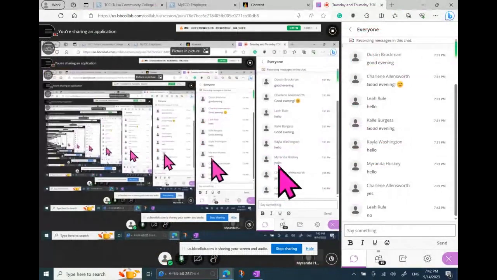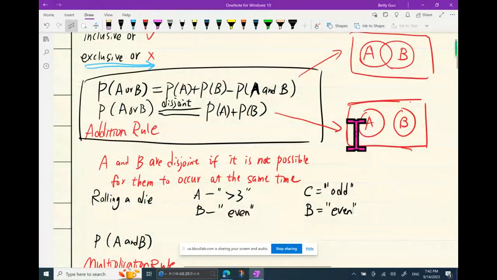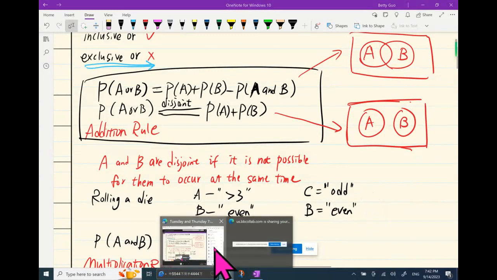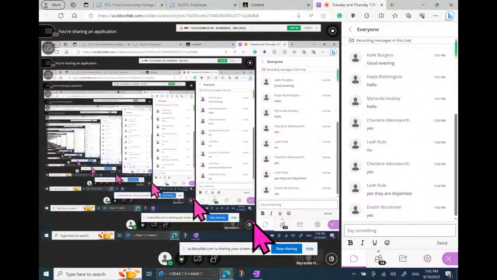No, you are right. They are not disjoint, because it is possible for them to happen at the same time. Bigger than 3 starts from 4: 4 is fine, 5 is fine, 6 is fine. And even numbers are 2, 4, 6. They do have common outcomes, which are 4 and 6. Very good. What about C and B? If we let C be the event of getting an odd number when you roll a die, and B is the result that you get an even number, are B and C disjoint? Yes, they are disjoint. Very good.